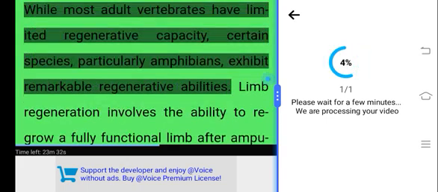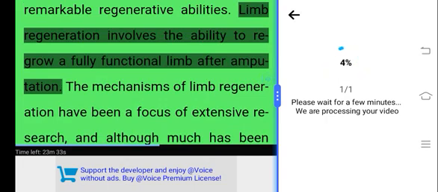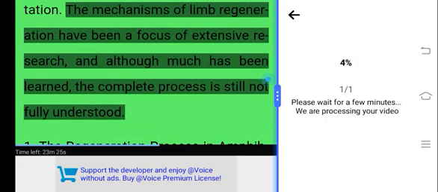Limb regeneration in vertebrates. While most adult vertebrates have limited regenerative capacity, certain species, particularly amphibians, exhibit remarkable regenerative abilities. Limb regeneration involves the ability to regrow a fully functional limb after amputation. The mechanisms of limb regeneration have been a focus of extensive research, and although much has been learned, the complete process is still not fully understood.